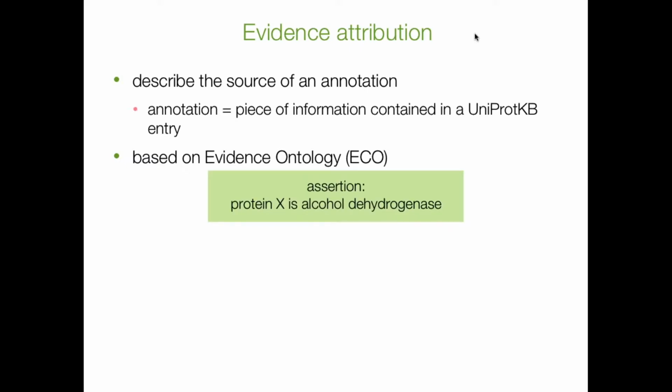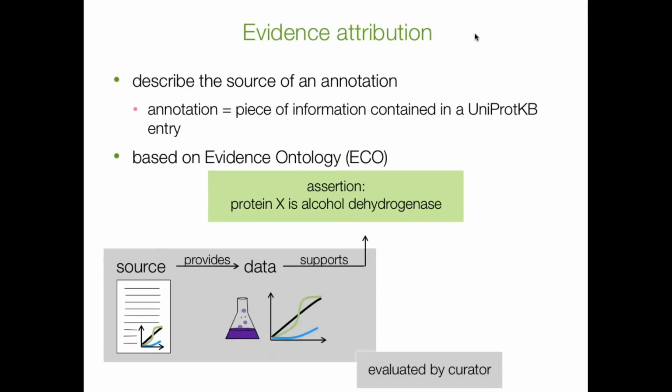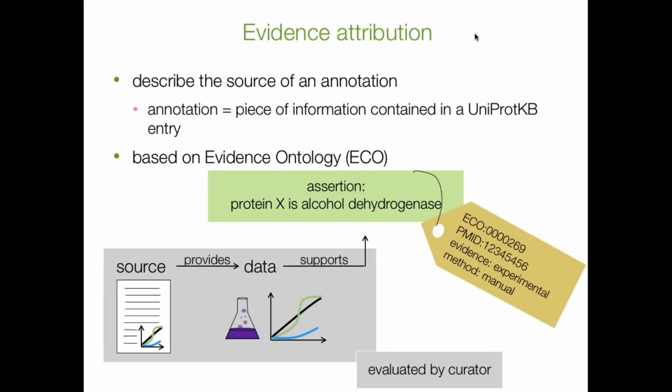Say we have a particular protein X where we assert that this is an alcohol dehydrogenase, so an enzyme. A curator would then go off and find all the sources that provide the data that support this assertion, basically reading the papers that describe the biochemical experiments proving that protein X indeed is an alcohol dehydrogenase. Once this has been done, all the information and the necessary steps is encoded in a little label which is then attached to the annotation. And this label we call an evidence tag.